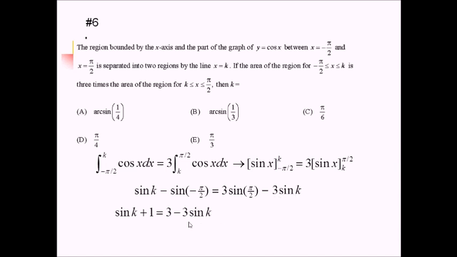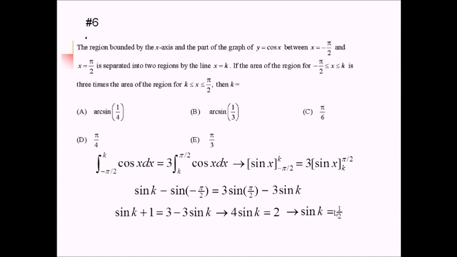Now I'm going to get the sine of k's together and the constants together. So we're going to have 4 sine of k on one side, and 3 minus 1 is 2 on the other side. Dividing both sides by 4, I have sine of k equals 1/2.